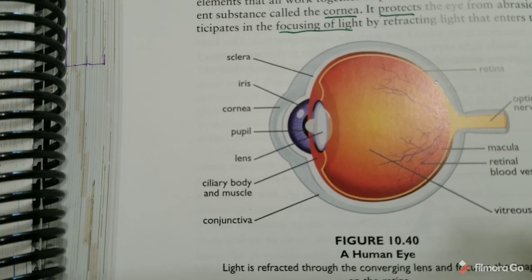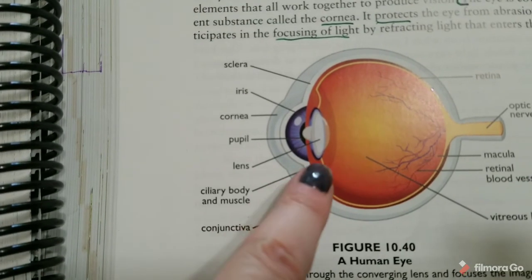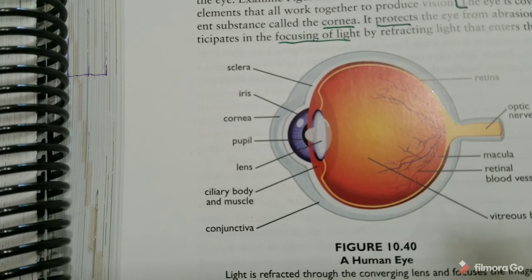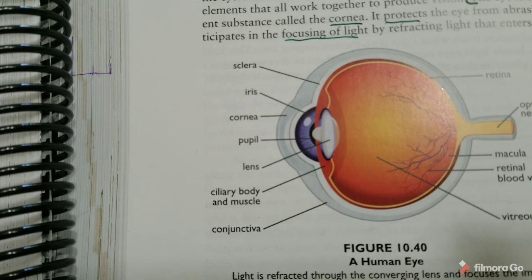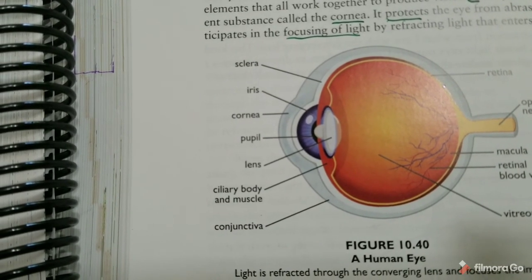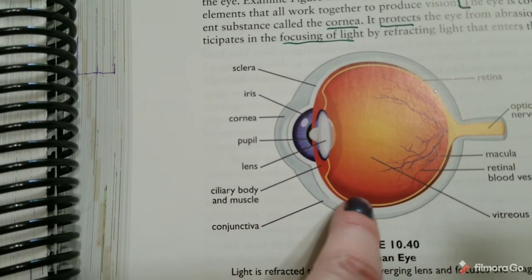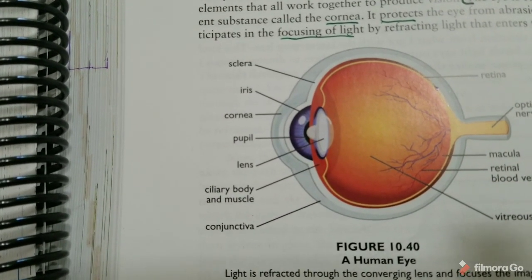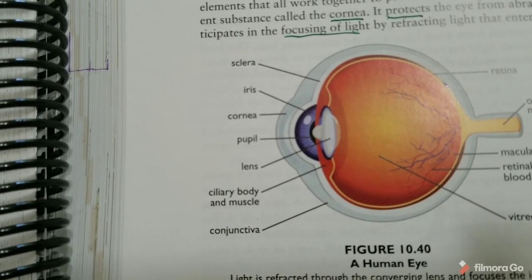Once light enters the pupil, it is focused by a converging lens. See the lens right there? It looks like a contact lens, only that's not where you put a contact lens. That's the actual lens of your eye, a converging lens. The light is focused on the retina, which is made up of light sensitive cells called rods and cones. The retina is this part on the outside, it goes around. And when these cells sense light hitting them, they send electrical messages down the optic nerve to the brain, which decodes the messages and forms them into images.